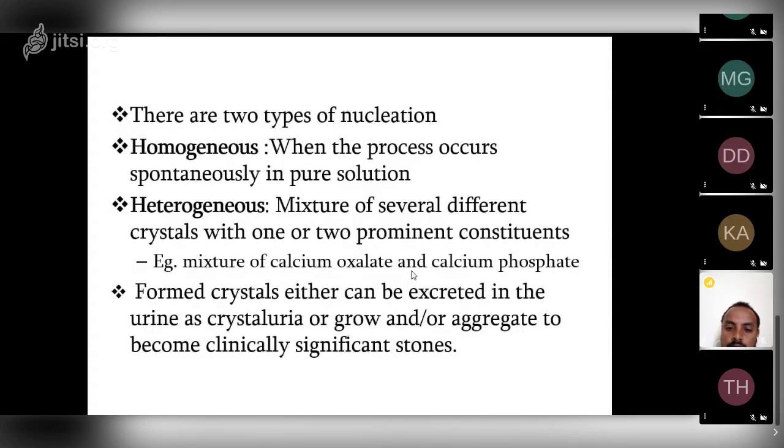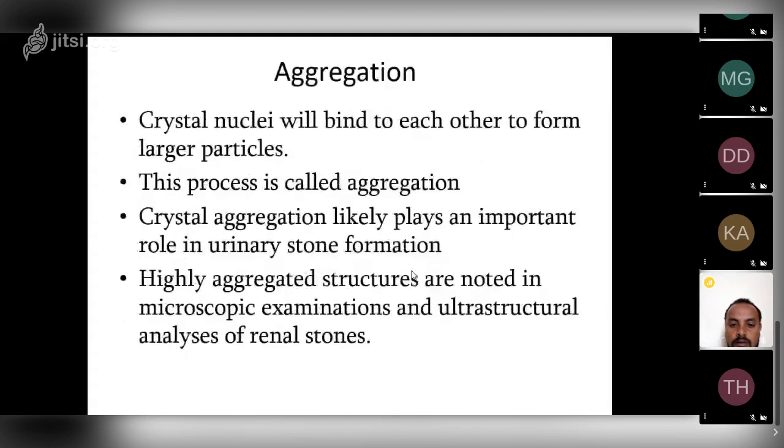And the formed crystals either can be excreted in the urine as crystalluria or grow and aggregate to become clinical stones. So they may be excreted in the urine or they may aggregate and grow. So if they aggregate and grow, they form the stone.